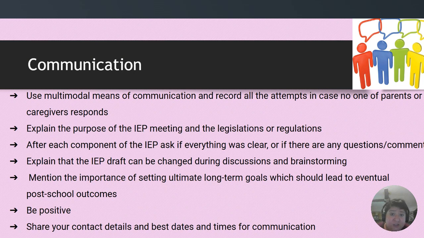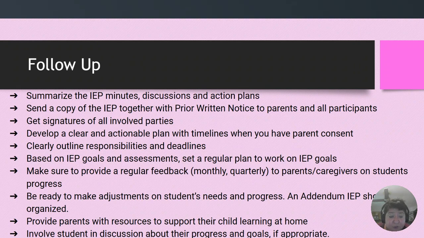But for any change that is going to be made, we need to have another IEP addendum meeting. And the last step is a follow-up. For a follow-up, we need to summarize IEP minutes, discussions, action plans. We need to send copies with prior written notice to the participants and parents, of course, get signatures of all involved parties, and we need to develop a very actionable plan with timelines, deadlines, with the roles and responsibilities.